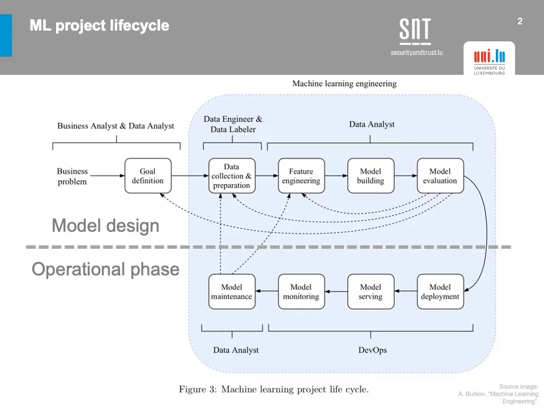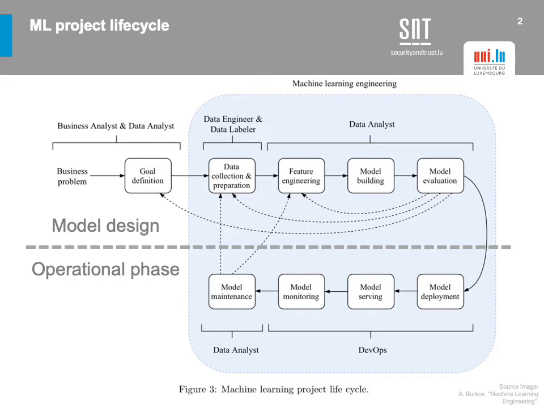So you can see that we first start with a business problem. It can be an academia problem too. We then define a goal, and then we continue to data collection and preparation, feature engineering, model building, model evaluation. And then this is the first part of the model design. So this is to build a model. And then we go to the operational phase by deploying the model, serving it, monitoring its deployment, and monitoring the model, how it performs, and then doing some model maintenance if it's needed.